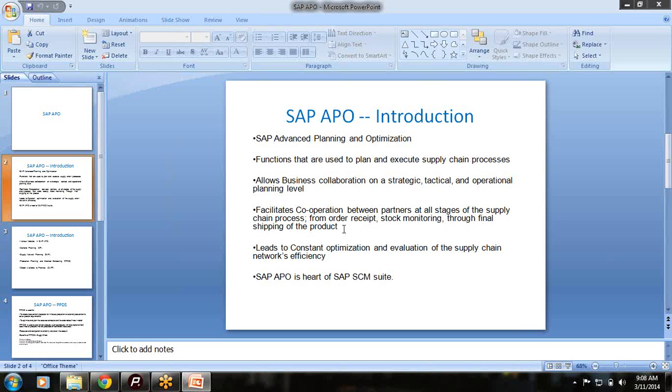Okay. And APO facilitates cooperation between different partners of the supply chain. When we say different partners of the supply chain, we are talking about vendors, customers, and different suppliers, and also the various elements in the supply chain like order receiving, order issuing, goods in, goods out, etc., etc.